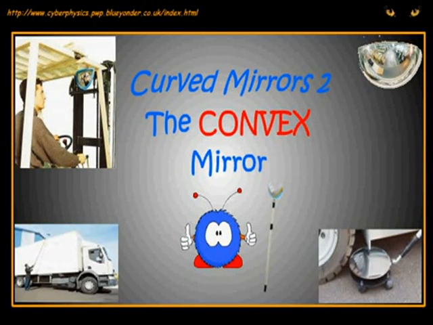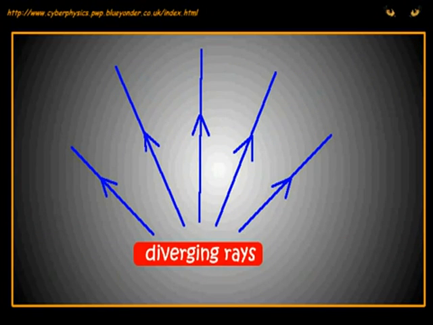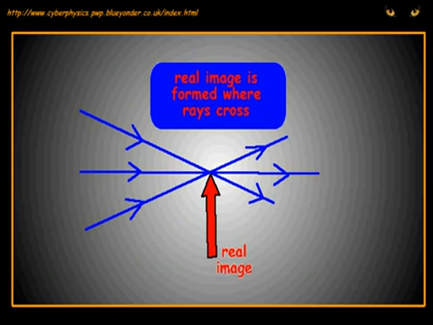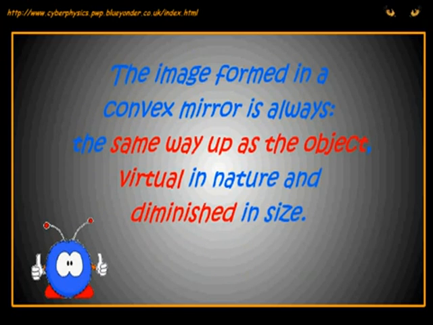Convex spherical mirrors are made from a section of a ball that is silvered on the surface. The rays are made to spread outwards after reflection, getting further apart. We call that diverging. They can never cross to form a real image, so the image formed in a convex mirror is always the same way up as the object, virtual in nature and diminished in size.